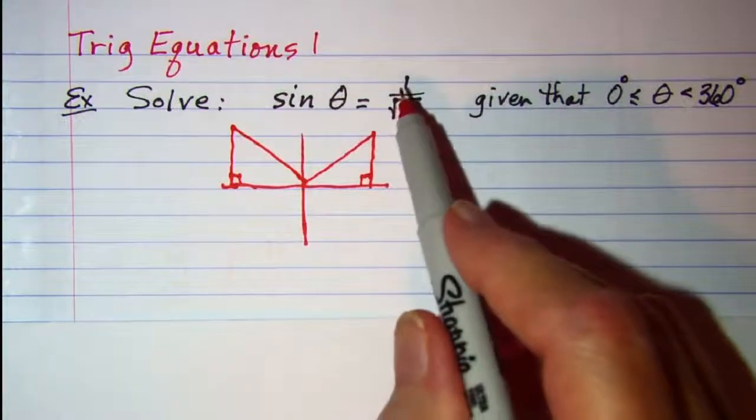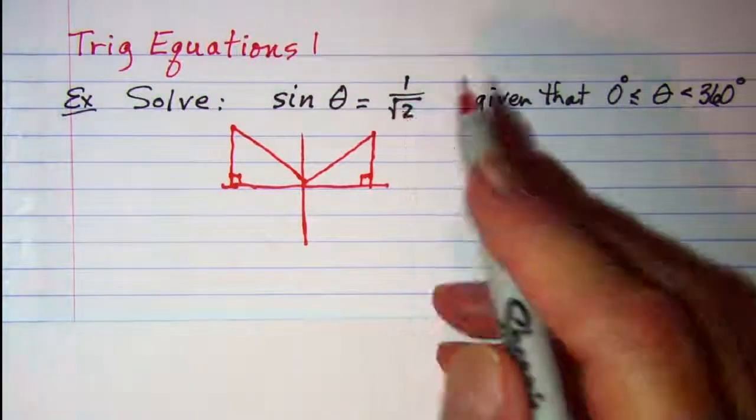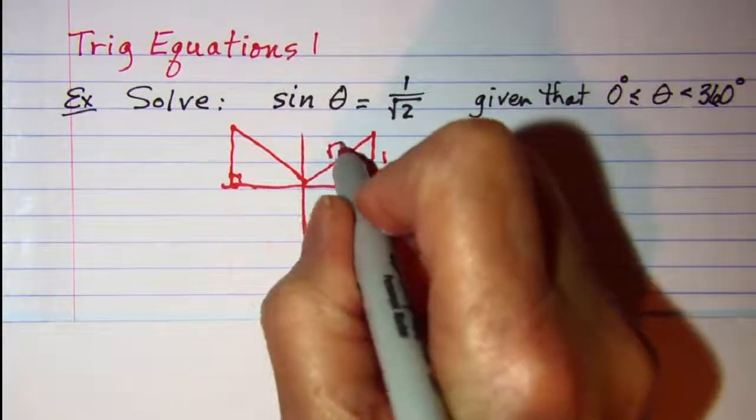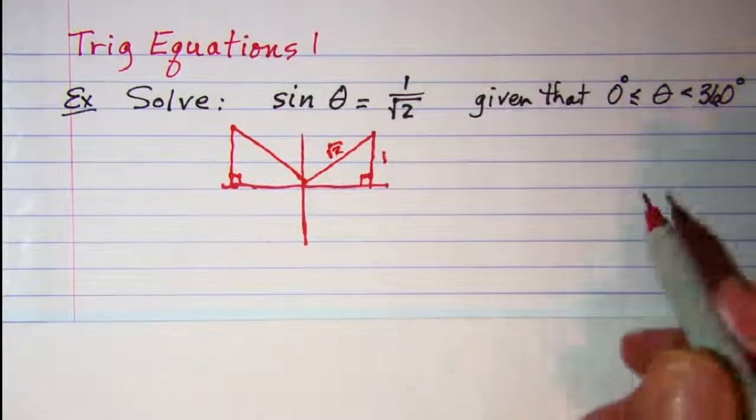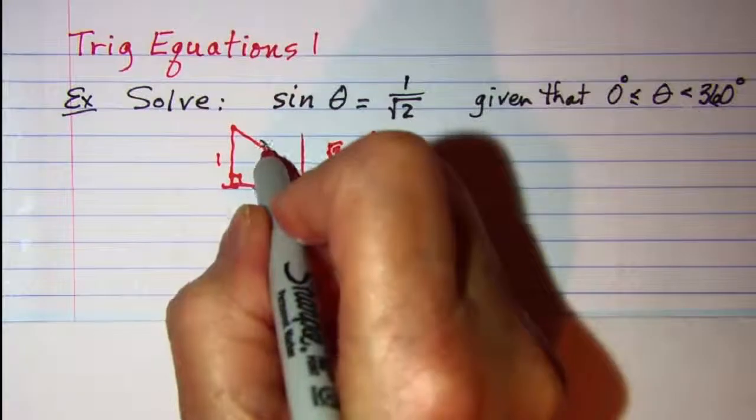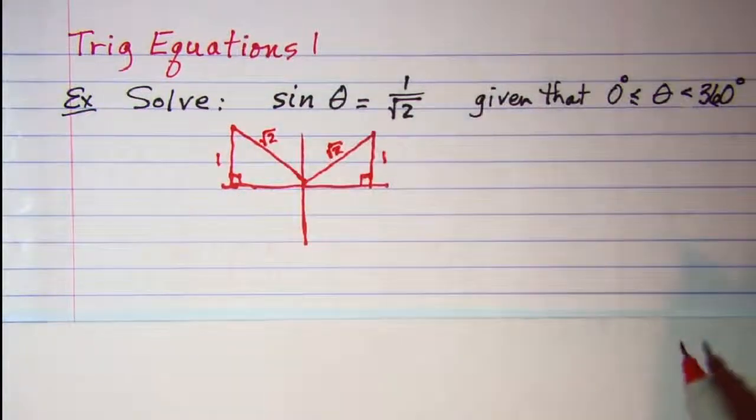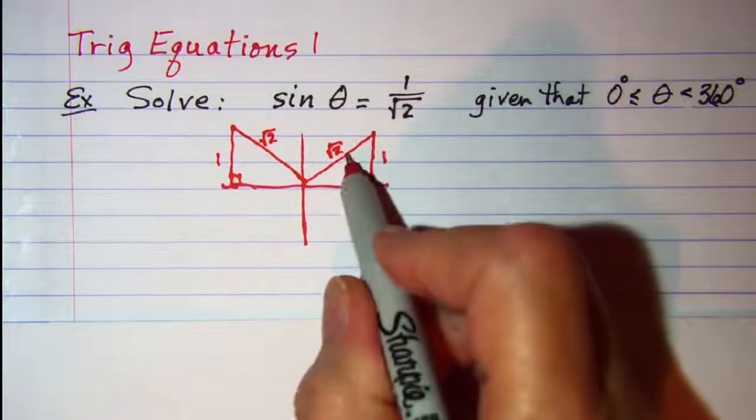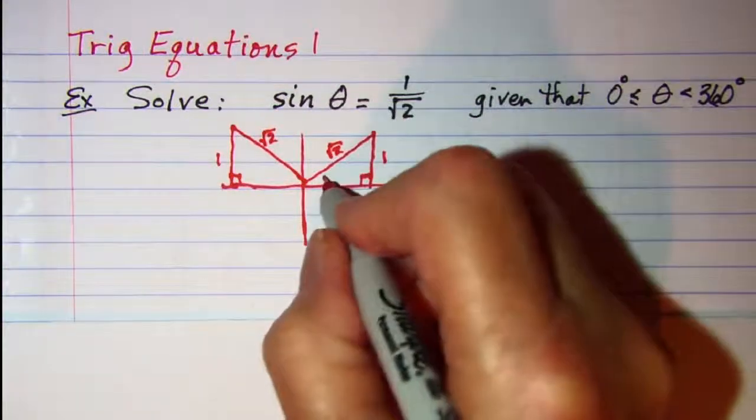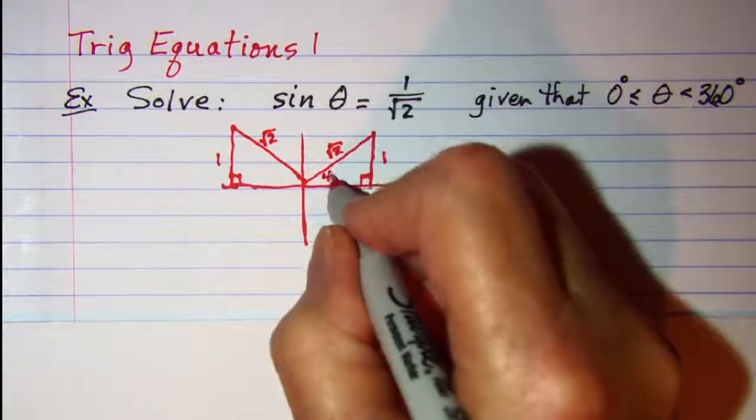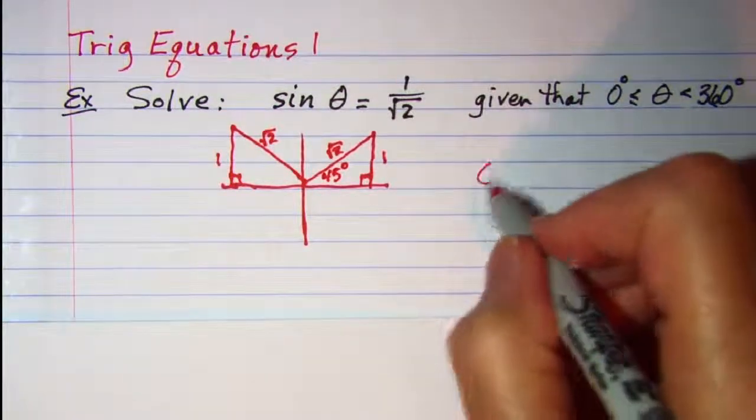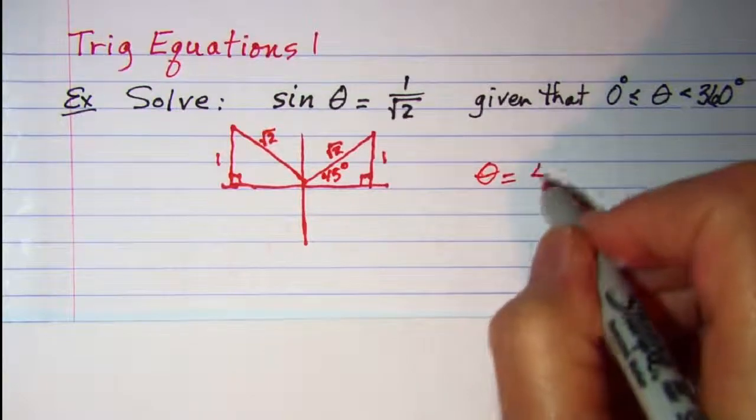Sine is defined as opposite over hypotenuse. So we have 1 and then a root 2 on my hypotenuse on both of them. And we know that this is a 1, 1, root 2, so it's a 45, 45 right triangle. So one of my solutions to this equation is 45.